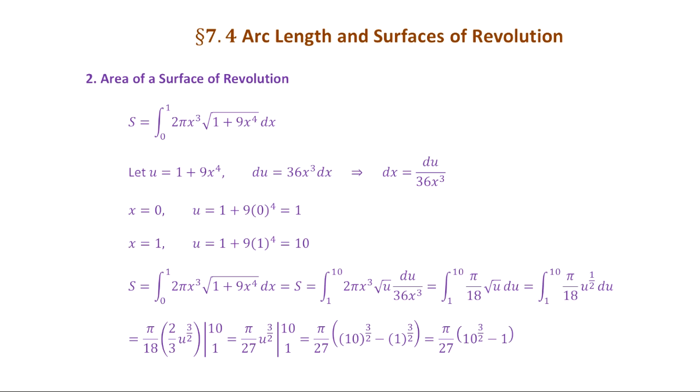So we got pi over 27 times 10 to the 3/2 minus 1 to the 3/2. But 1 to the 3/2 is just 1. So at the end, we got pi over 27 times 10 to the 3/2 minus 1. So that's the answer for this problem.